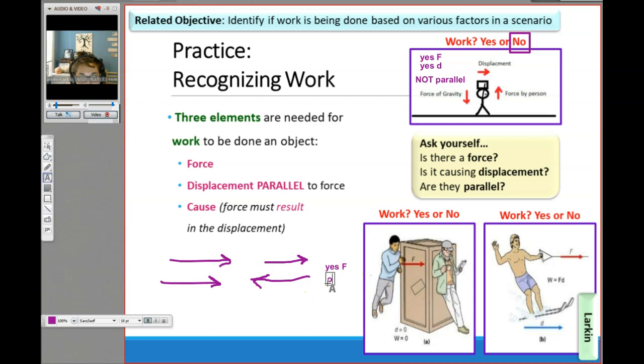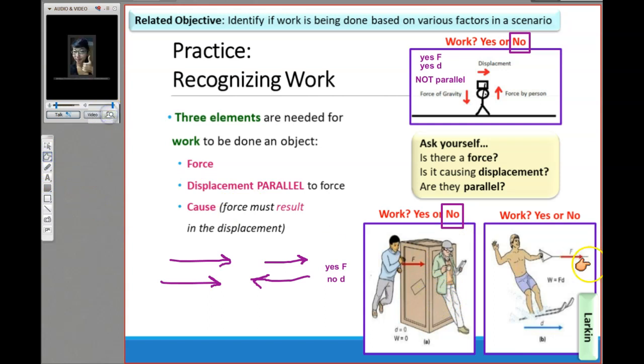All right, so in that case, it doesn't even matter whether or not they are parallel because there's no displacement for there to be a line for displacement. So therefore, is there work being done? Correct, there is no work being done. Again, if the object doesn't move, doesn't matter how sweaty you get trying to push it, it is not going to have work done on it.